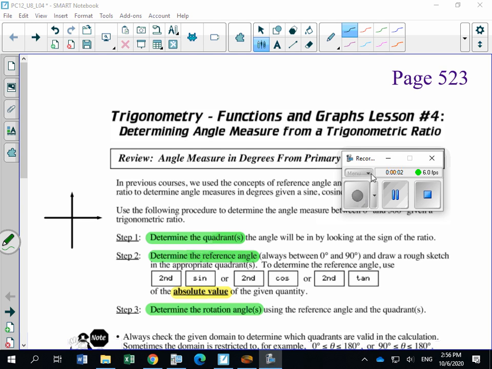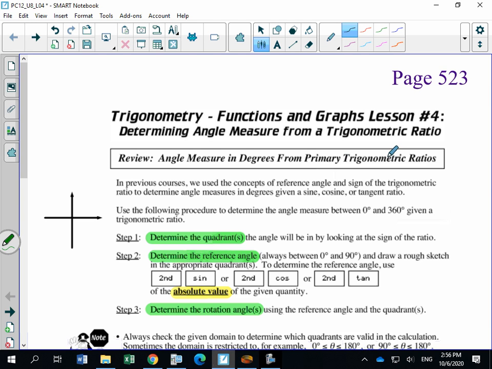Hi Math 30s. This video is going to cover lesson 4 in your workbook in Trig 1. So this lesson is on page 523 of your student workbook, and I will do this lesson in 2 parts, just as the workbook is done in 2 parts.